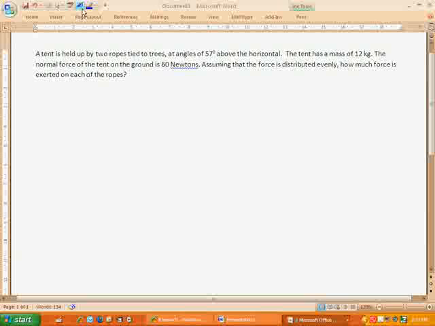Okay? So the first question here is dealing with a tent that's tied by two ropes to the trees. So if I visualize what's happening here, I've got the tent, it's sitting on the ground, and then the edges are kind of tied up to some trees here. Of course, we've got the big old bear that's sitting here right in the woods. There's his teeth. He's getting ready to come eat the campers. But that doesn't really affect the problem, does it? But so that's what's happening.